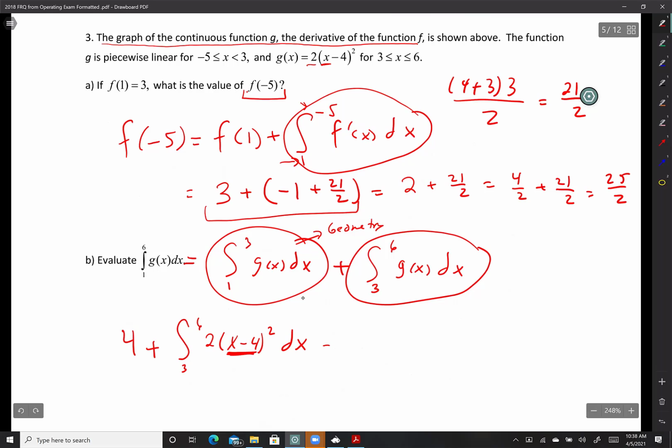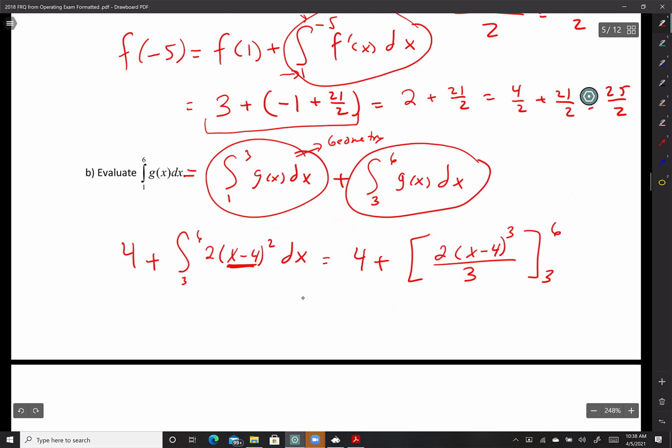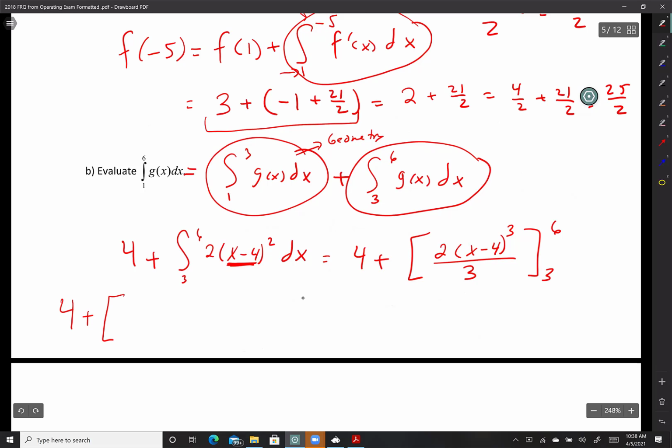So here we go, antiderivative. 4 plus, and then bracket, 2(x - 4) to the third power divided by 3, lower limit 3, upper limit 6. Excuse me. And now I'm just going to do upper minus lower, guys. 4 plus 2(6 - 4) cubed over 3 minus 2(3 - 4) cubed over 3. If you are scared, you can leave it alone right here. But you're not scared, right? We're not scared.